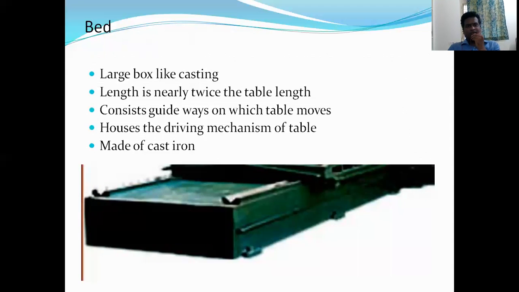It consists of guideways on which the table moves. It houses the driving mechanism of the table, and it is made of cast iron because all the other parts of the machine are situated on this bed. It houses the driving mechanism of the table, and we already know the working principle of the planer. Here the table is moving with the workpiece, and the cutting tool is in a stationary position.